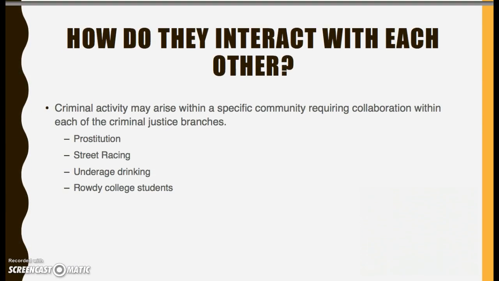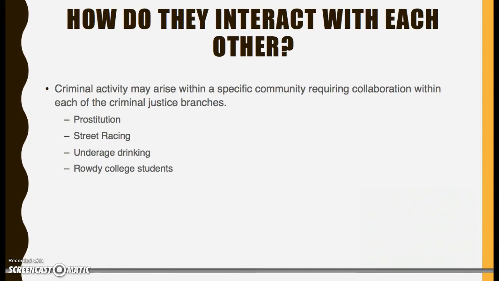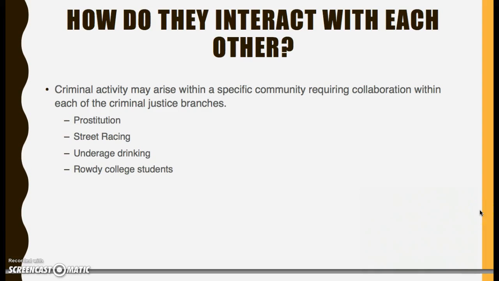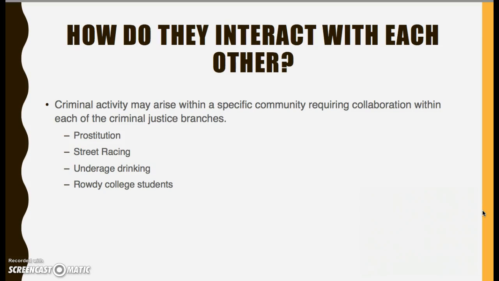And oftentimes this comes in different formats. So for example, a community may be experiencing some type of ongoing criminal activity and will often need the assistance of the courts and the local prosecutor to bring the problem under control. And I've identified a couple here that, a couple of these I've had personal experiences with. So I just highlighted the crime of prostitution, street racing, underage drinking, and I added rowdy college students.